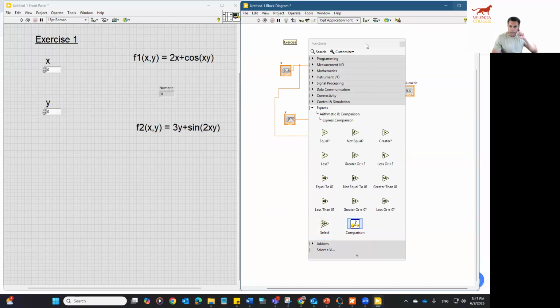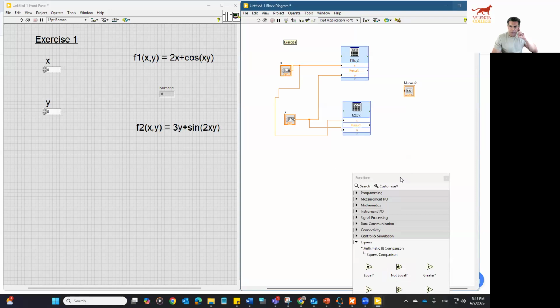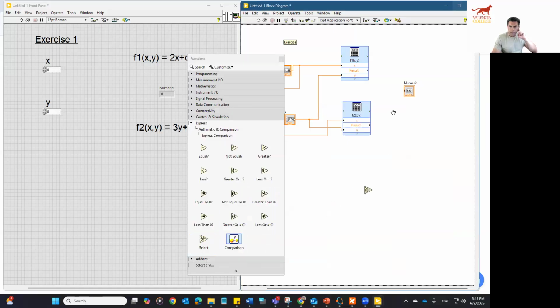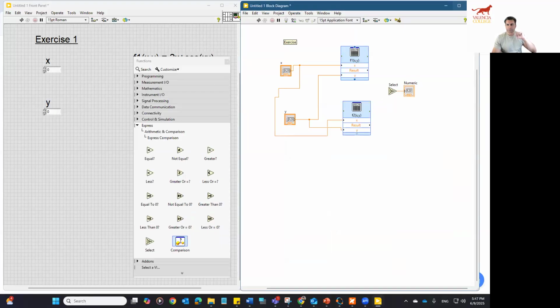So I'm going to go ahead and, because we have to select one of the functions, I'm going to go ahead and, oops, where did it go? Select. I'm going to go ahead and put it here. And I'm going to make the visible item label visible. I'm going to show you that.